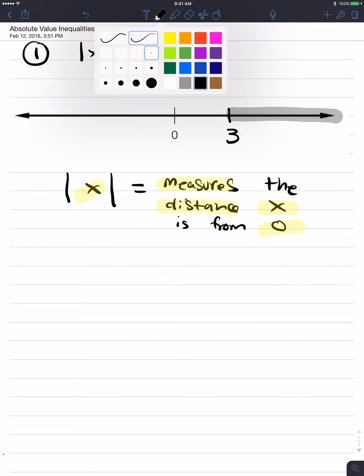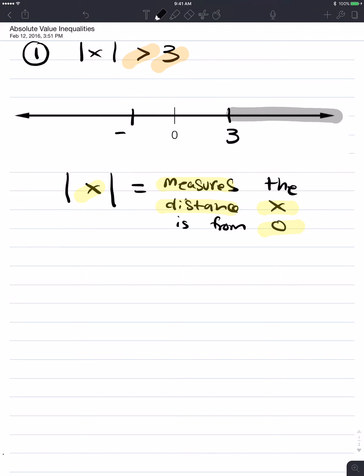Similarly, on the other side, we start at -3. These numbers that are shaded are also going to be more than 3 units from the origin. Since this is a strict inequality, we do not include 3 or -3. We're looking at all the numbers that are more than 3 units away from the origin, and this is the graph of our absolute value inequality.